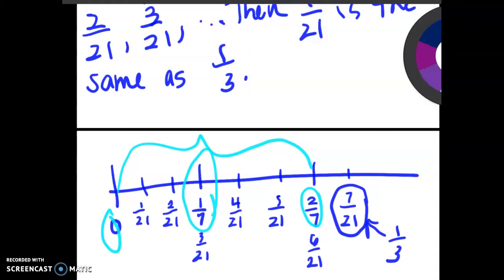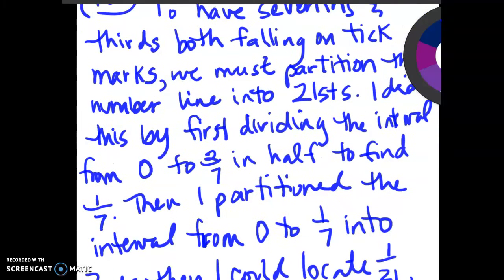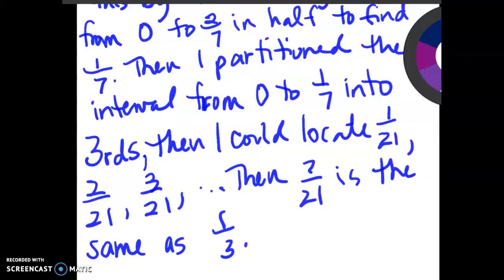Once I have my 1/7, I know that 1/7 is the same as 3 21sts. So I'm going to partition my distance between 0 and 1/7 into thirds. So now I have 1 21st, 2 21sts, 3 21sts. I'm going to do the same between 1/7 and 2/7. So now I have a 4 21st, a 5 21st, a 6 21st, and hopefully you're figuring out that, oh, there it is. There's my 7 21st, which is the same as 1/3. So now I'm able to plot my 1/3 actually on its own tick mark without plotting a 1. If you want to look at my reasoning here, I think maybe I just described it a little better than I did here in the writing.